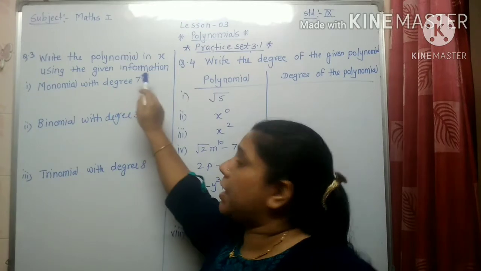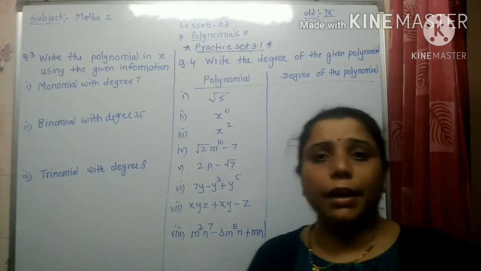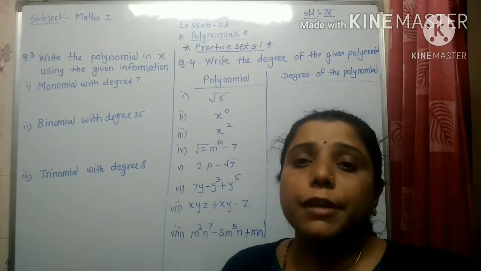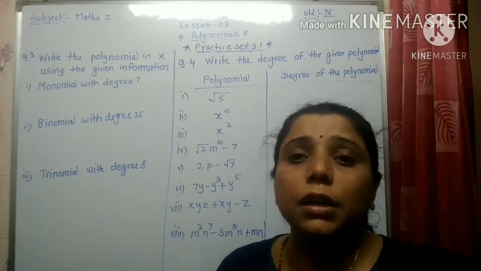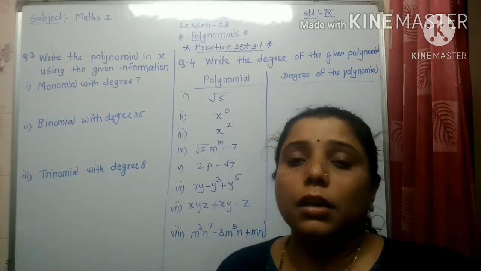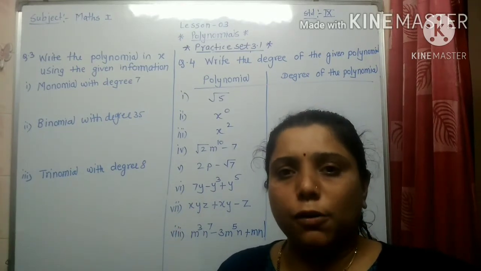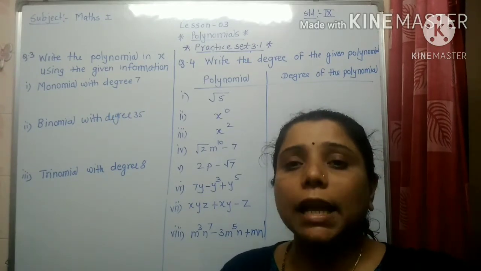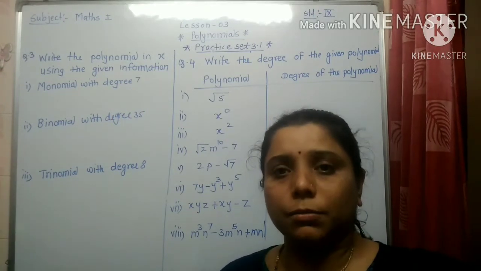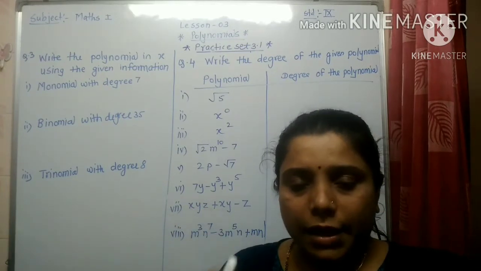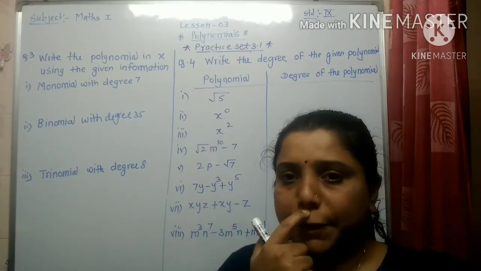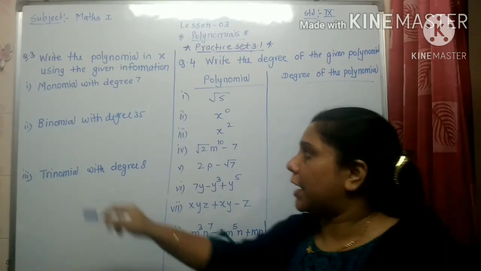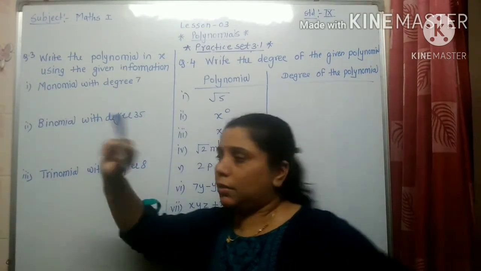Monomial with degree 7. Now in the video, you already discussed the types of polynomials based on the terms. We can classify polynomials as monomial. Mono means what? Single. Nominal means what? Term. Yes, an algebraic expression which has only one term, we call it a monomial.